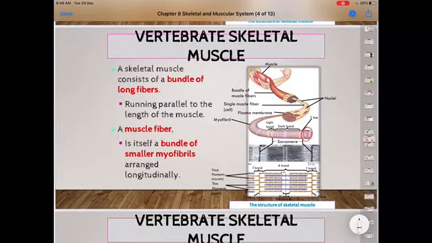Okay, myofibril is composed of two types of myofilament: thin filament and thick filament. So from this image, you can see the dark color and the white color. The dark color is actually the thick filament. The light color is actually the thin filament of myofibril.